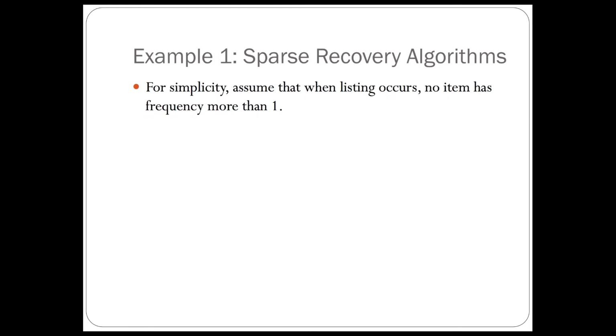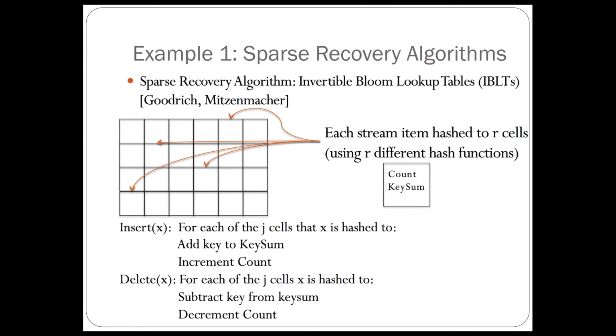Here is an algorithm for sparse recovery. Just to make it simpler to present, I'm going to assume that no item has frequency more than 1 when listing occurs. It's very easy to modify the algorithm to work with higher frequencies, but at the end of the stream, when you want to list all of the items that have not been deleted, let's assume everyone has frequency either 0 or 1.